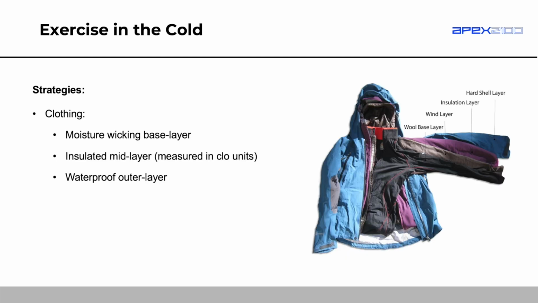In terms of strategies for exercising in the cold, you want to think about clothing. Now, in terms of clothing, we want a moisture wicking base layer so that sweat doesn't accumulate and sweat doesn't make us more cold. So we want to get rid of that sweat. If we have that accumulation of sweat, that can lead to hypothermia. So we want something that's going to get rid of the moisture from sweating. We want an insulated mid layer, and insulation is normally measured in Clo units. I've put that in there because it's in your syllabus. So Clo units is referring to insulation, and then a waterproof outer layer to keep dry.